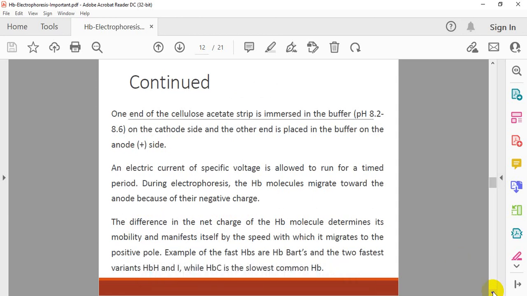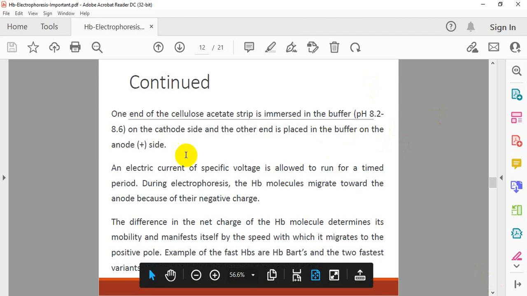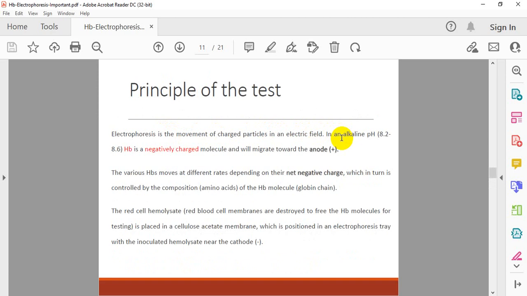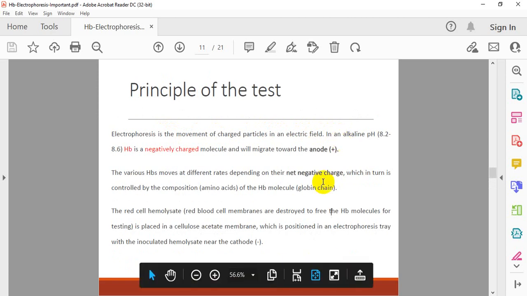Continuation. One end of the cellulose acetate strip is immersed in the buffer, which is at an alkaline pH, on the cathode. So instead of using a gel over here, we use a cellulose acetate paper or strip. And we immerse this paper on the cathode side, and the other end is also placed in the buffer on the anode side. I will show you this one shortly. So let's see this illustration.